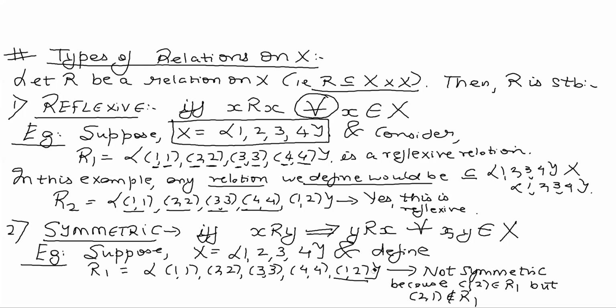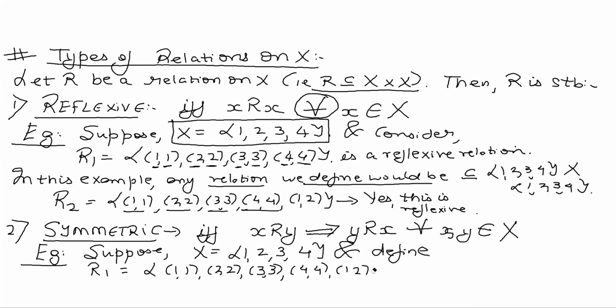Suppose I had this. Now is it symmetric? Yes. Now it's symmetric, because if (1, 2) belongs to R1, then (2, 1) also belongs to R1. Now guys, understand what I am doing. I am erasing both. I ask you, is this symmetric now?